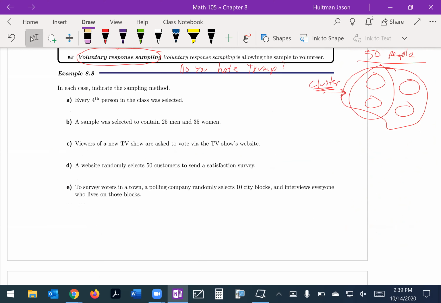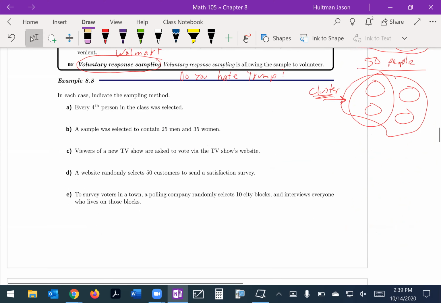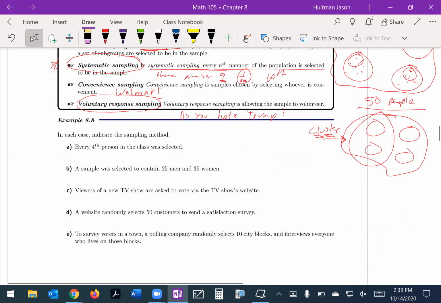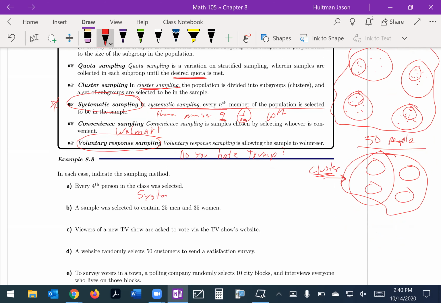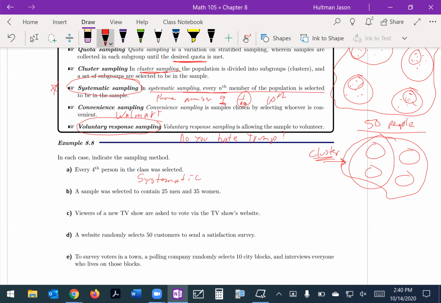In each case, indicate the sampling method. Every fourth person is selected. Well, that's systematic, right? A sample was selected to contain 25 men and 35 women. Well, again, that's quota sampling. Why? Because I need to fill a quota of who I'm sampling.